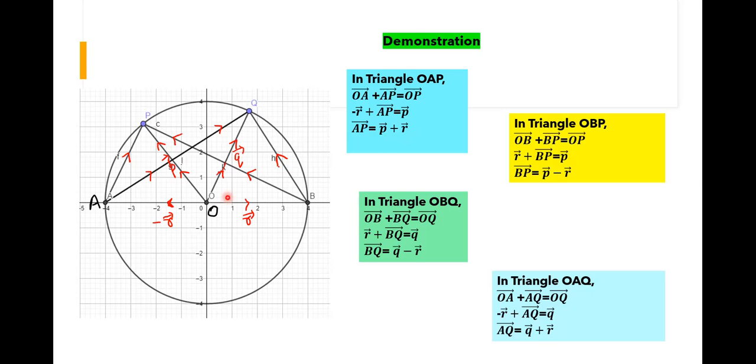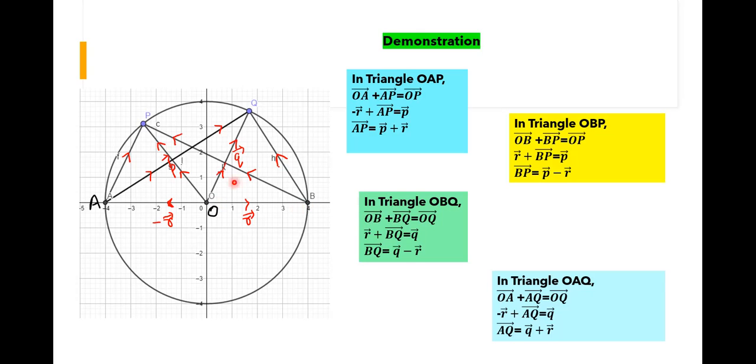Similarly, if you take triangle OBP, okay, this is OBP. Here you can see OB plus BP equal to OP. So it means R vector plus BP vector equal to P vector, which gives us BP vector equal to P minus R.